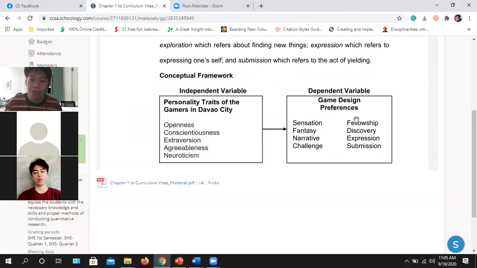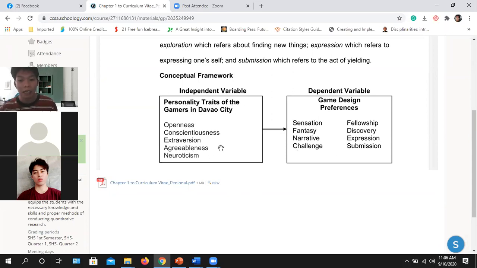While the variables in game design preferences are sensation, fantasy, narrative, challenge, fellowship, discovery, expression, and submission. So that's how we're going to identify or determine the concept and variable. The concept is the general topic, while the variable is the specific indicators of the concept.